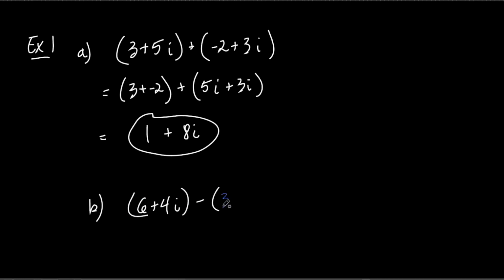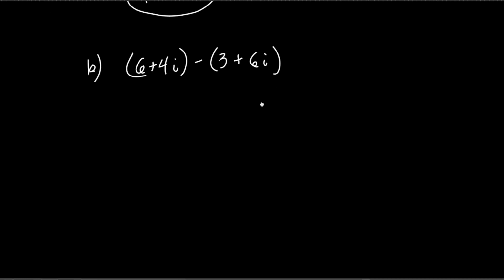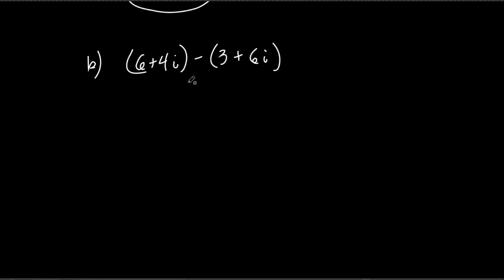Minus 3 plus 6i. Okay, here we go. So let's just add the reals first. You think we can do this in our head? Let's do this in our head instead of writing that intermediate step, okay? So what's it going to be? I'm going to add the reals together. So it's 6 minus what? What's 6 minus 3? It's just 3.